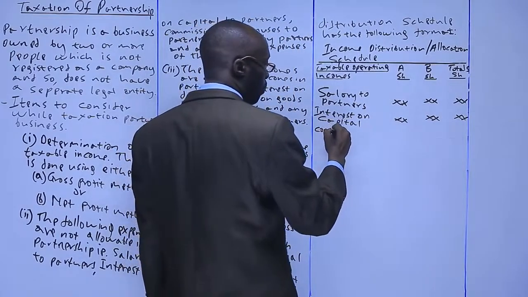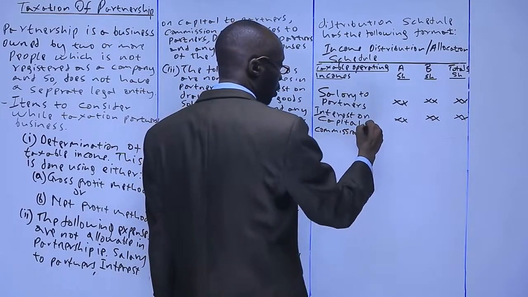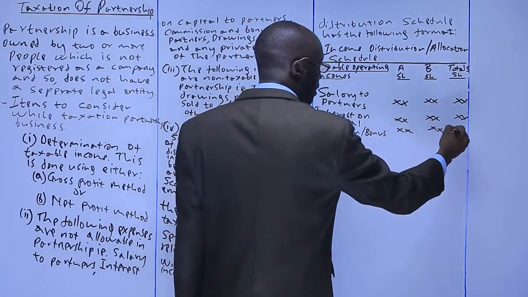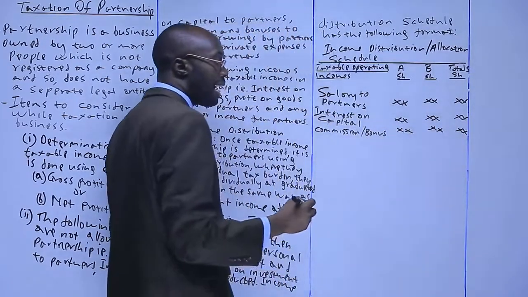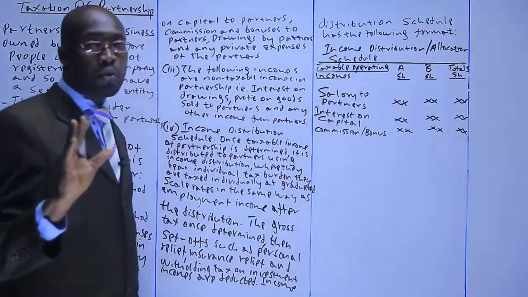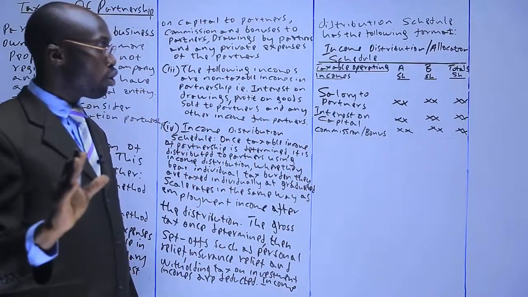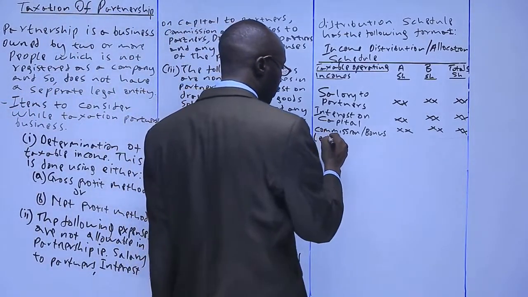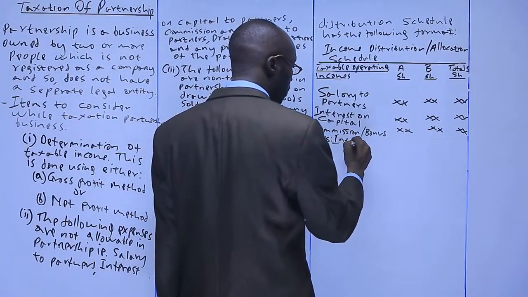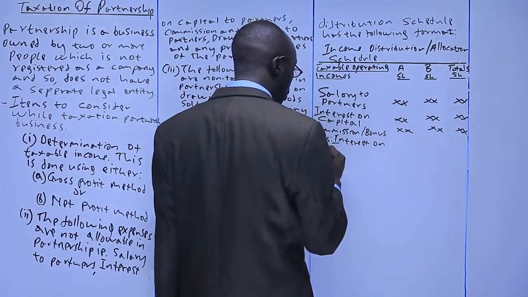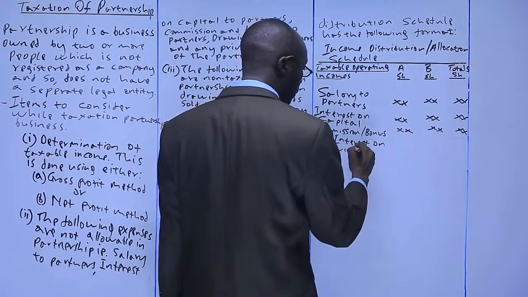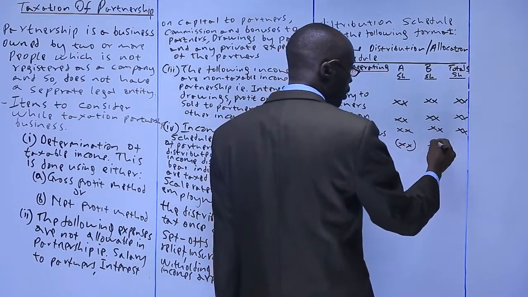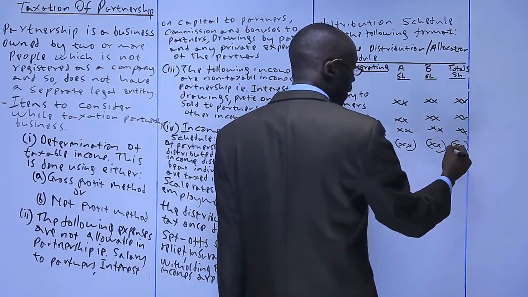Then commission or bonus. You put it on this, this, and this. After that, those three are the ones that you usually post: if there is commission or bonus, interest on capital, salaries to the partners. Then you less interest on drawings. So interest on drawings here, you less, if anybody withdrew the goods and they were charged interest there.